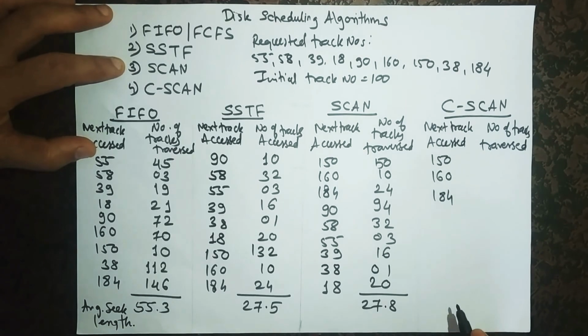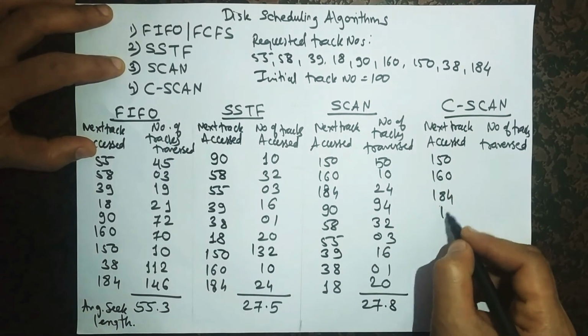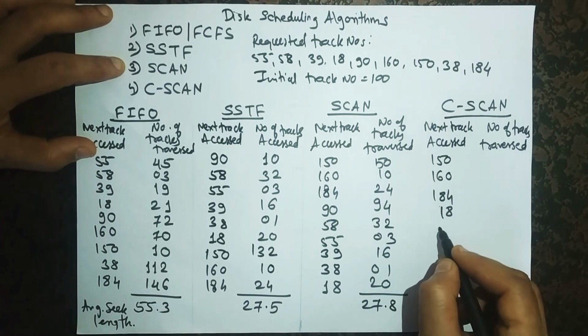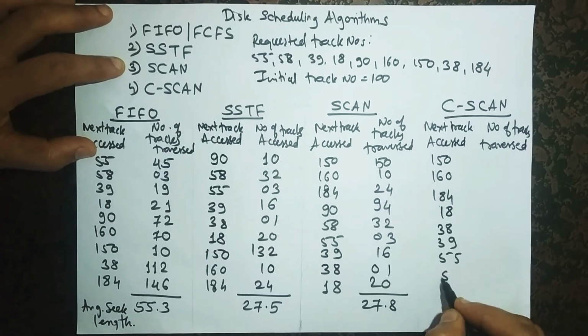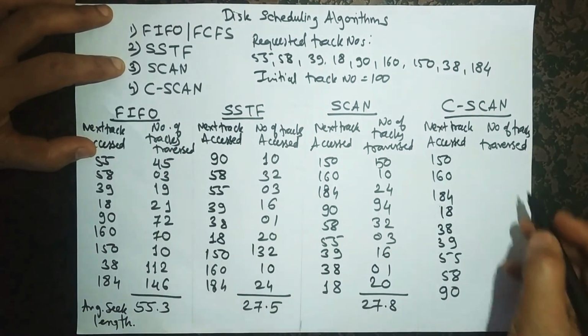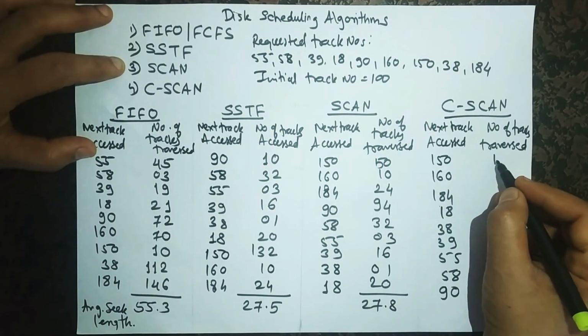Now after going to 184 it goes to the minimum, which is the other direction. We can say the least value, which is 18. Then we have 38, then 39, then 55, 58 and then 90. Again we find the number of tracks traversed over here. So that is from 100 to 150, that is 50 initially.